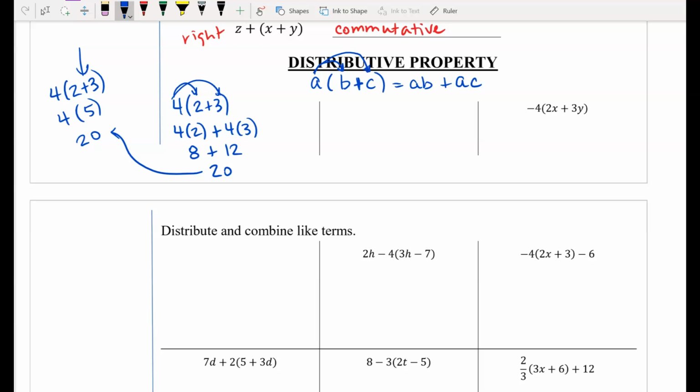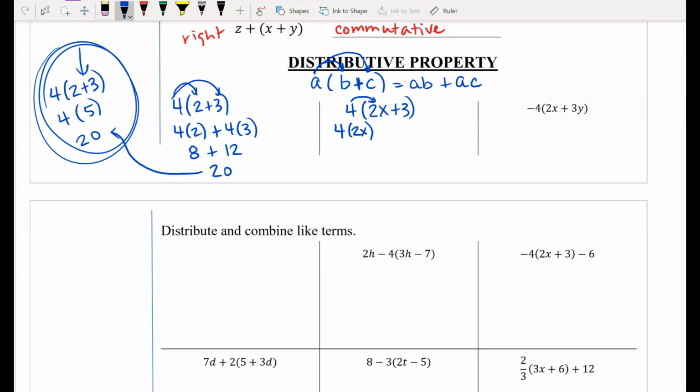Now if I have an algebraic expression like 4 times (2x plus 3), there's a letter in there. So I can't use this method because I can't simplify inside the parentheses because I don't have any like terms. So that's where the distributive property comes in handy. I can multiply the 4 times the 2x, and then I want to add to that the 4 times the 3.